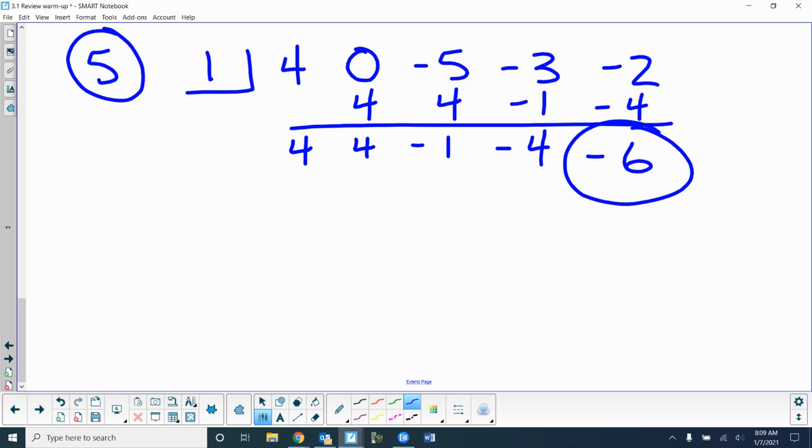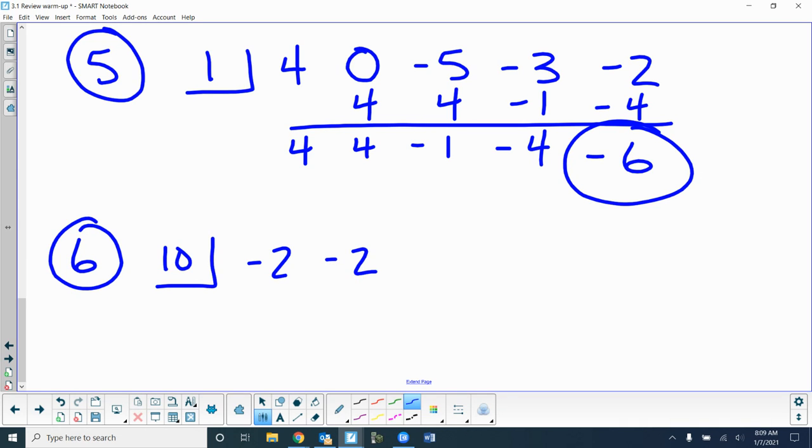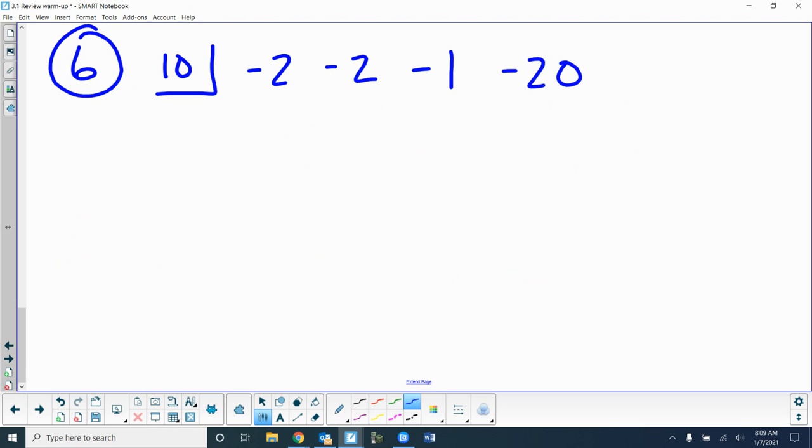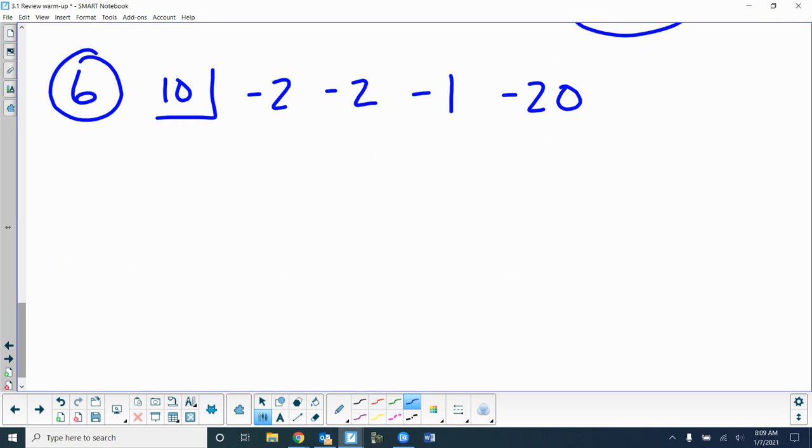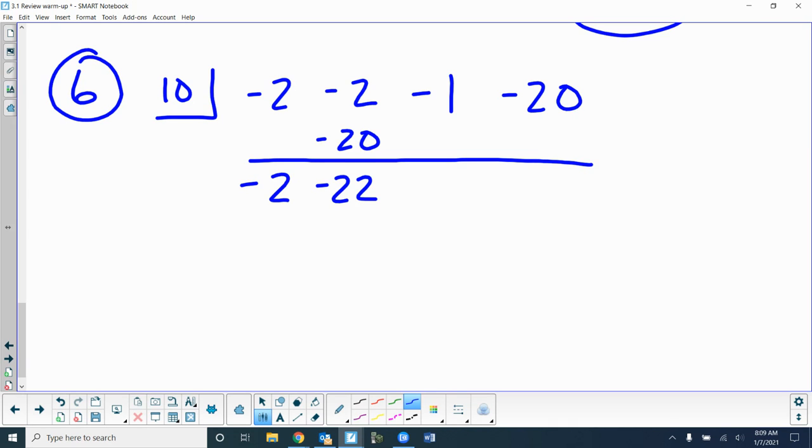All right, number 6, we're putting in 10 for our little corner. And we've got negative 2 for x cubed, negative 2 for x squared, negative 1 for x, and then negative 20 for the constant. So drop the negative 2 below the line. 10 times negative 2 is negative 20. So I add those, I get negative 22.